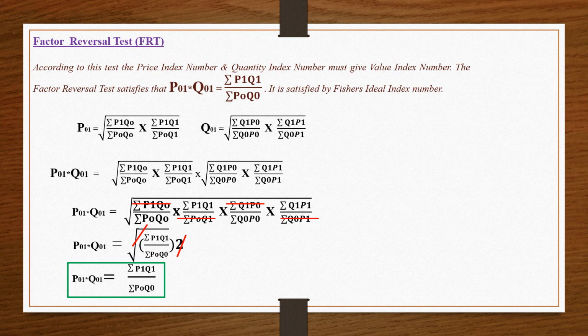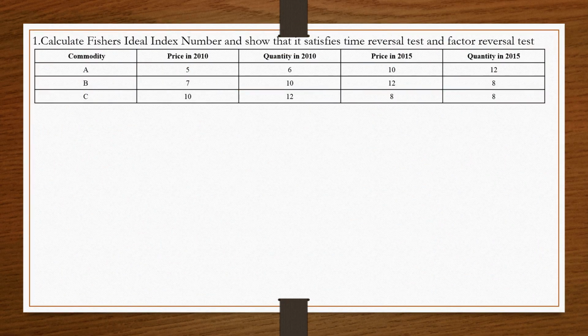So let us see the problem and solution with respect to these two tests. Yes, here is a question. Calculate Fisher's ideal index number and show that it satisfies time reversal test and factor reversal test. So first we have to find out the price index according to Fisher's ideal index number, because this formula can satisfy time reversal test and factor reversal test. So we have to prove that also, right?